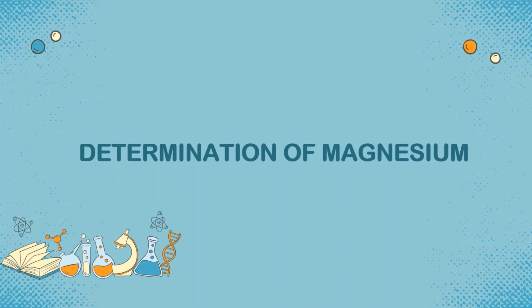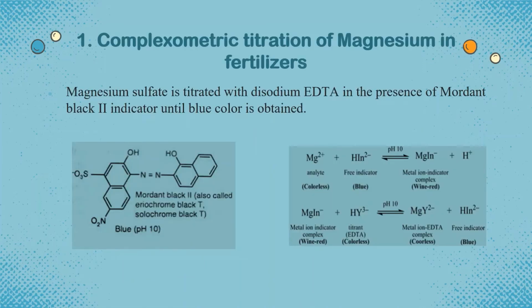Next is determination of magnesium. We have discussed calcium, and now we'll discuss magnesium. So our first application is determination of magnesium in fertilizers through complexometric titration.